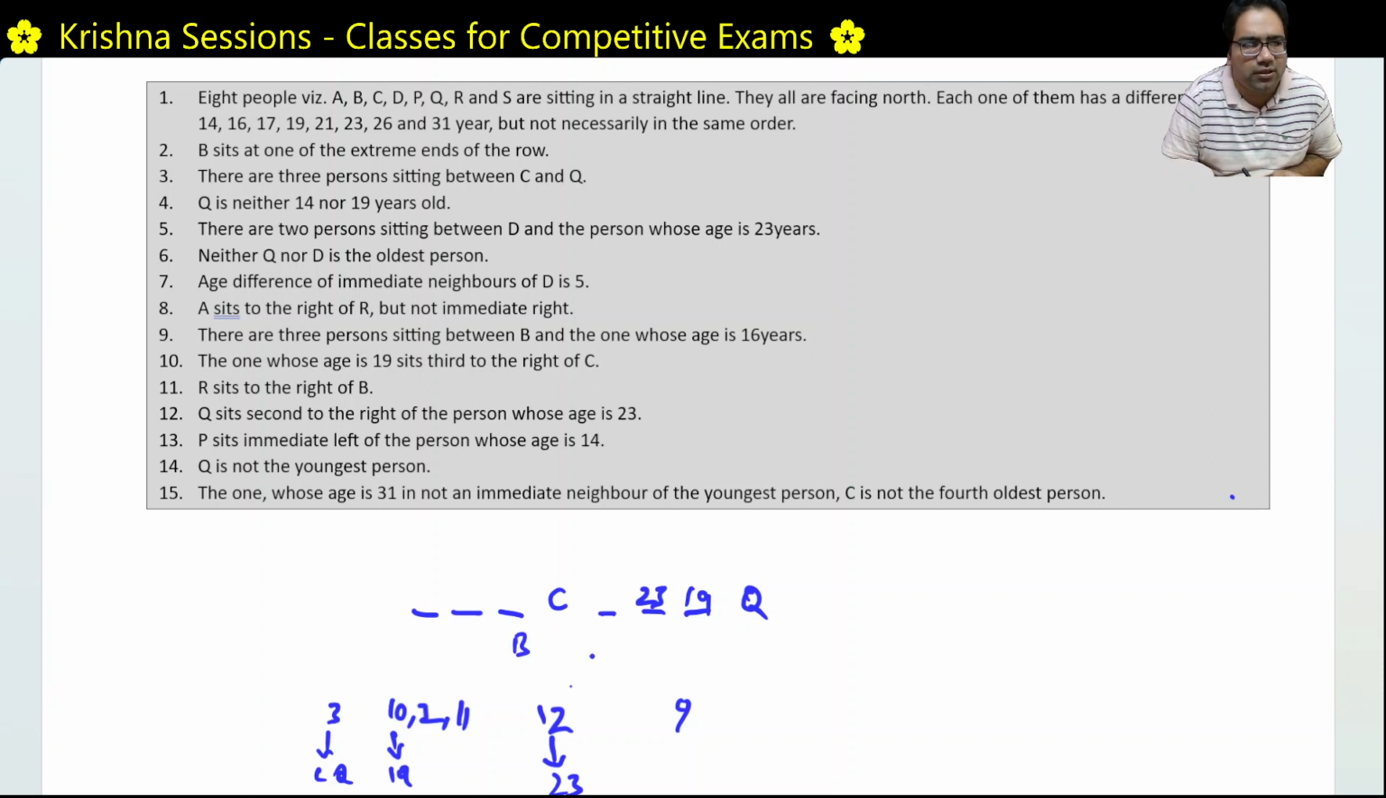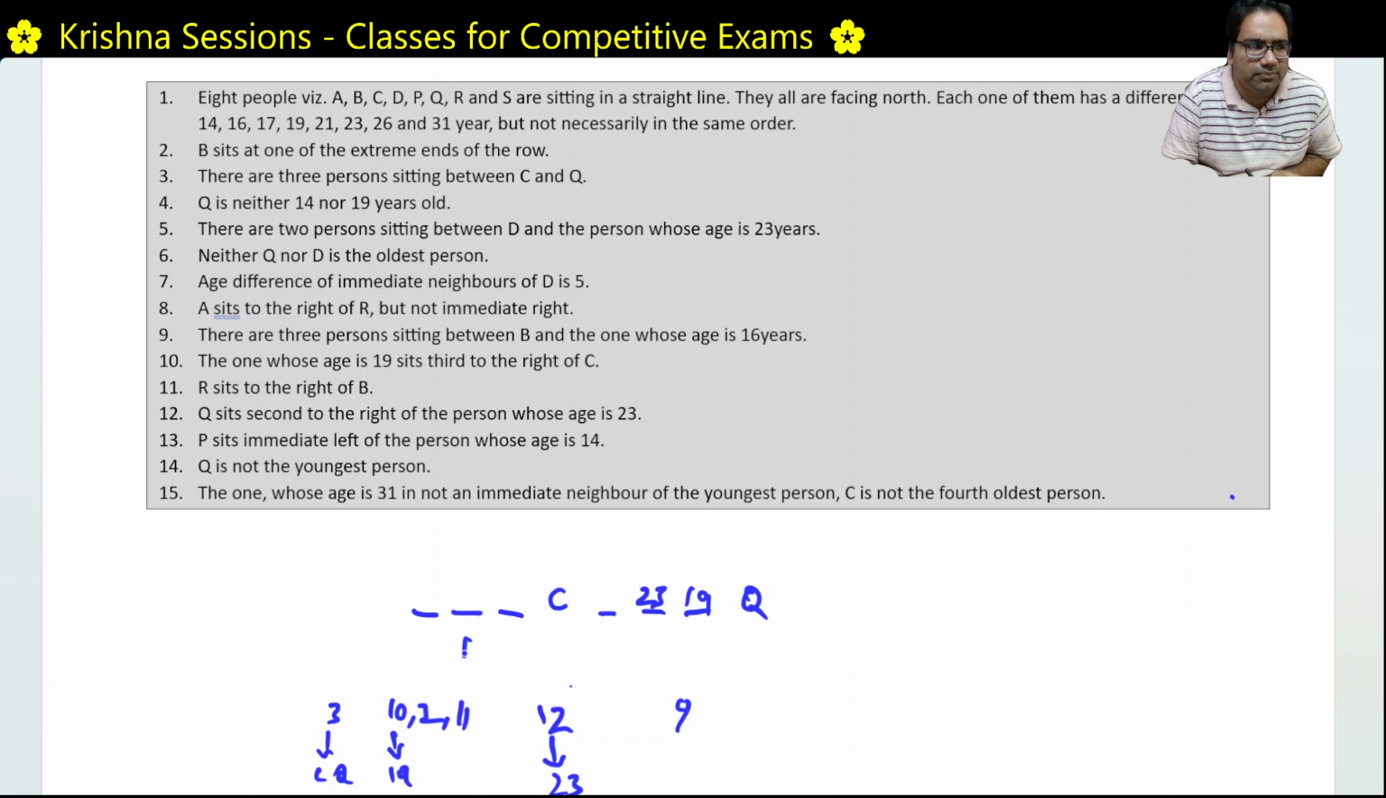Then 1, 2, 3, this guy has to be 16. Right? And the one whose age is 16. Because B has to be left only, right? There is no way the guy 16 should be towards the left of B because B is the extreme end. If this is B, then this guy has to be 16 and this guy cannot be 16. So it is 19, it is gone. So, B cannot be this.